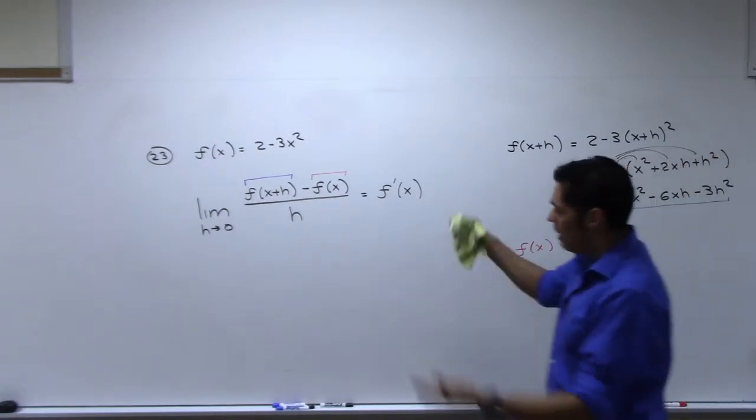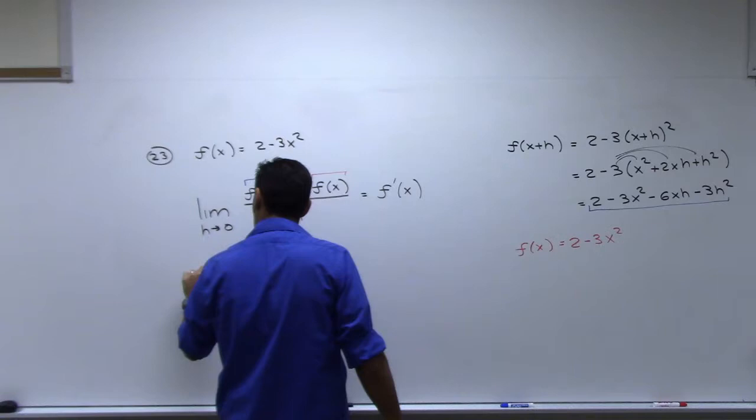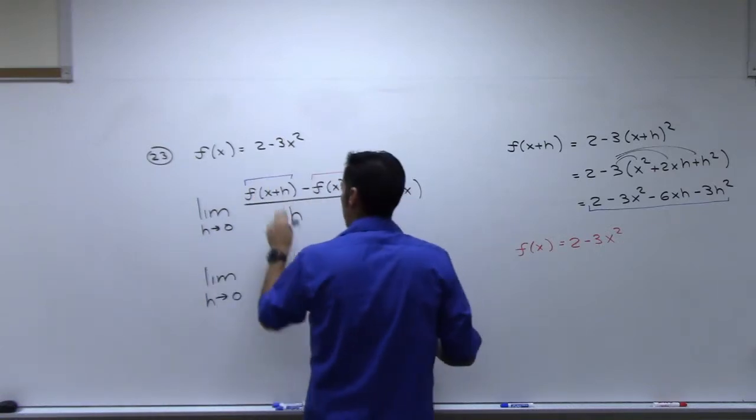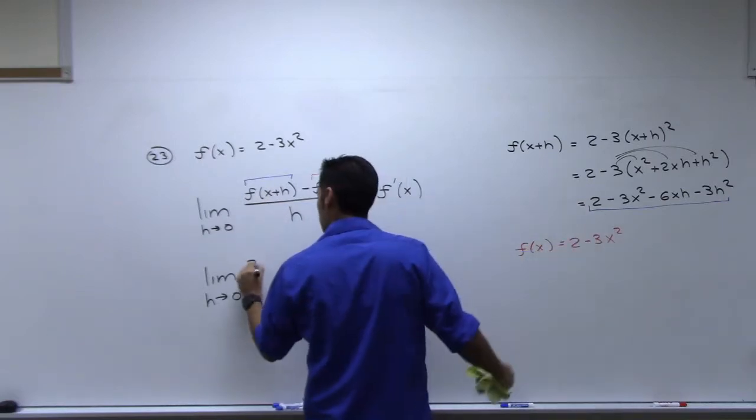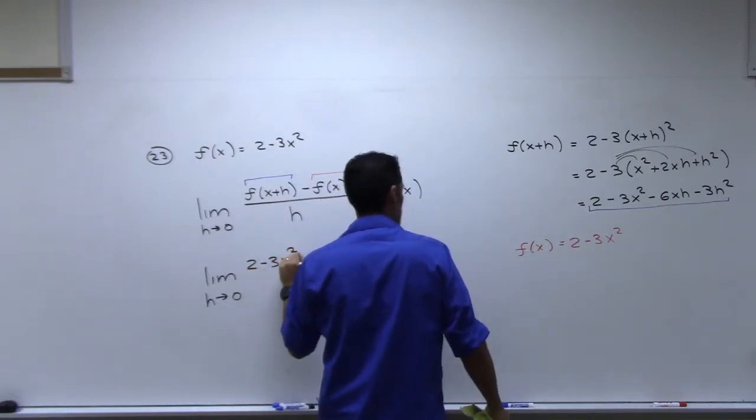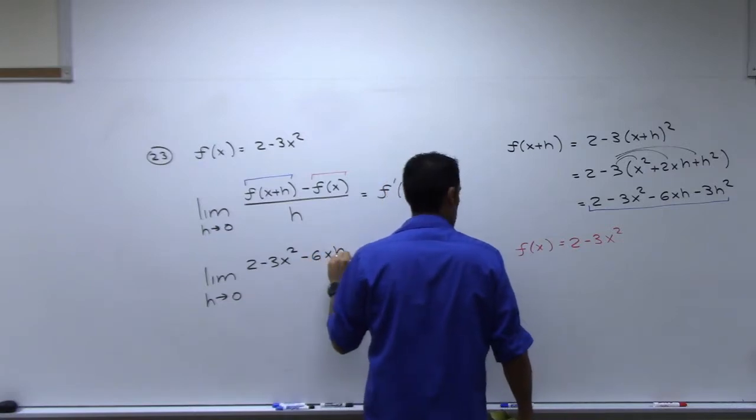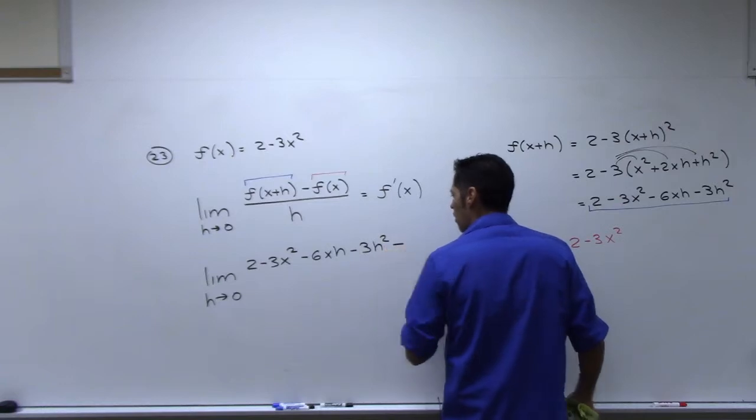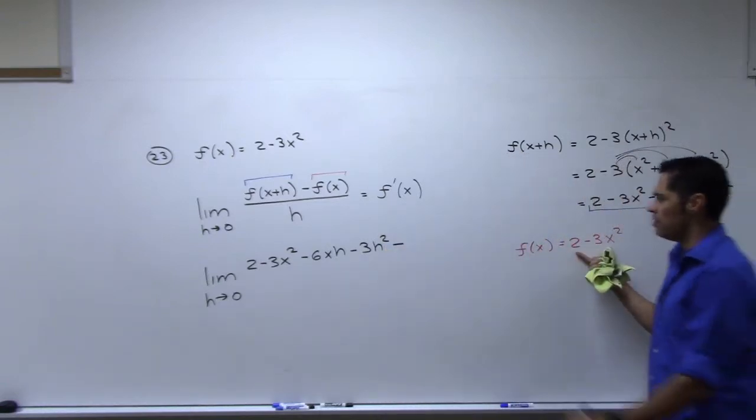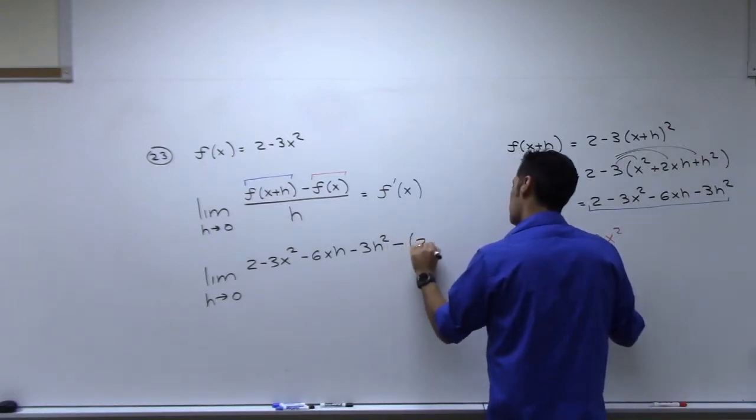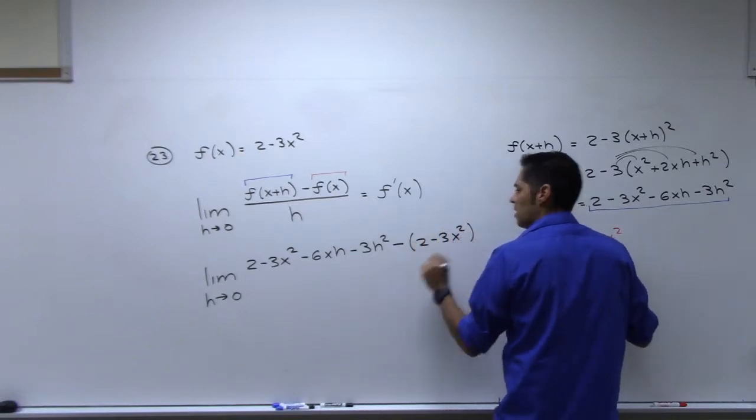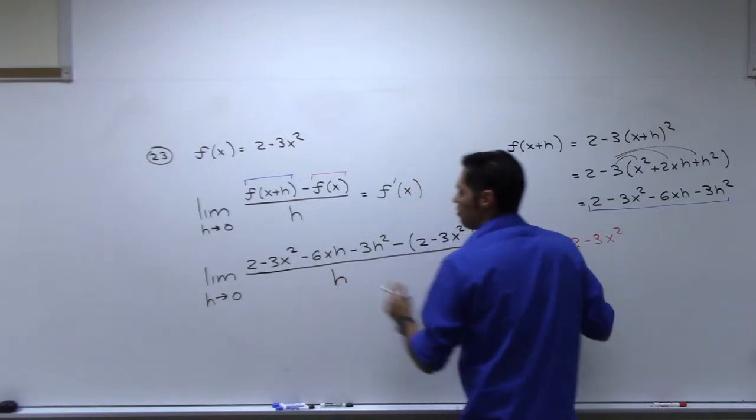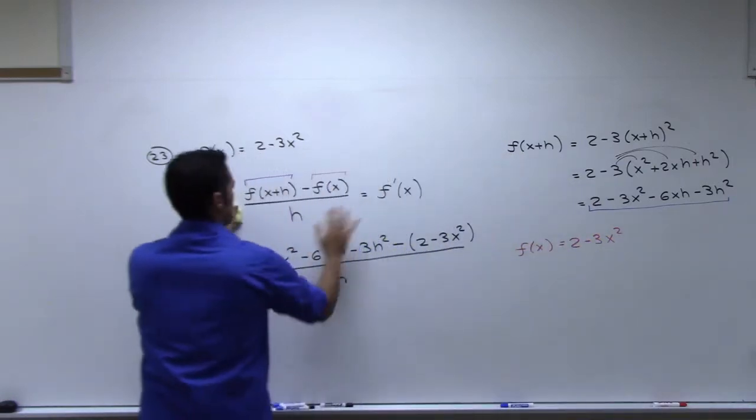So let's go ahead and rewrite this. This is going to be equal to the limit as h goes to 0, and then f of x plus h, which is this, 2 minus 3x squared minus 6xh minus 3h squared minus, now very important here, this has 2 terms, so I must use parentheses here. We've seen this several times. And all of this over h. We've seen the difference quotient before. Okay, this is the difference quotient right there.